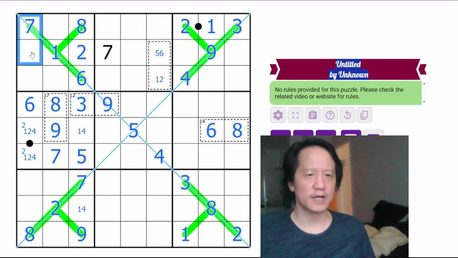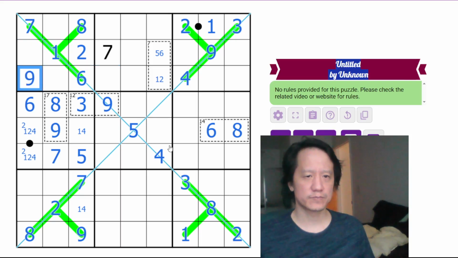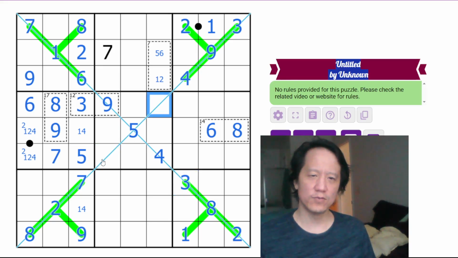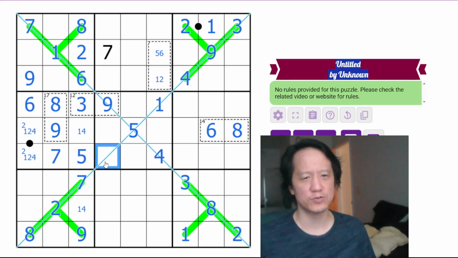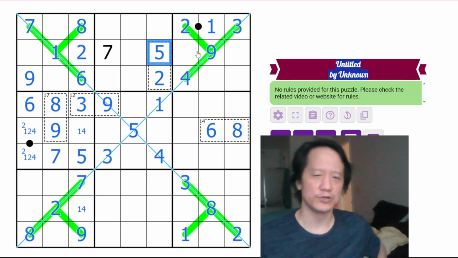Where is the 9 in this upper left-hand box? Cannot be here because of the 9 in the column. Can't be here, so this must be a 9 here. Where are the 1 and 3 along this positive diagonal? It has to be these two. This can't be 3 because of the 3 in the row, so this is 1, this is 3. That makes this 2 and 5. And now we can do just normal Sudoku.